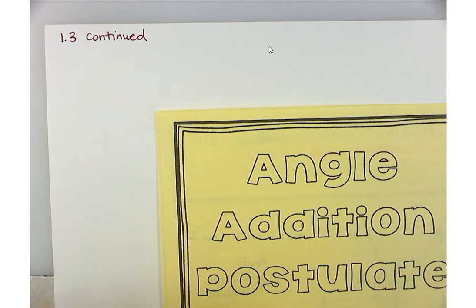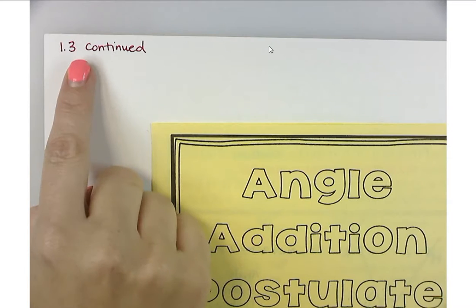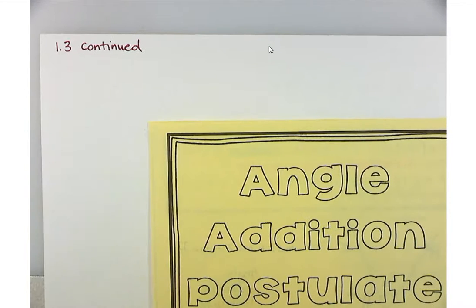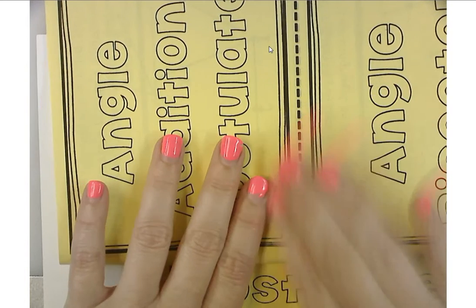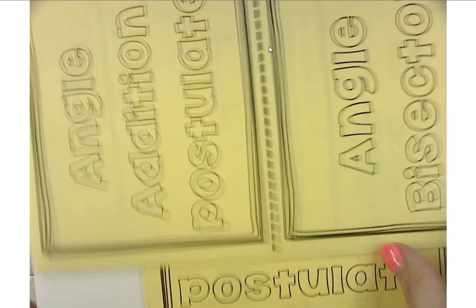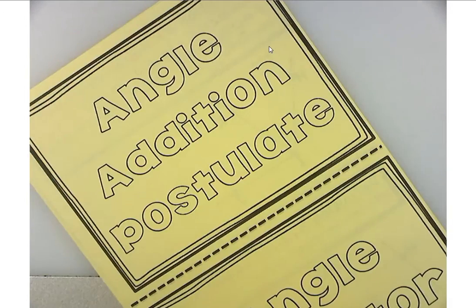So our title for today is 1.3 continued. With your yellow sheet of paper, we are going to fold that in half. We are not going to cut it yet. We're going to fill it out first. Don't glue it in yet, because we're going to fill it out first, and then I'll give you all those instructions.